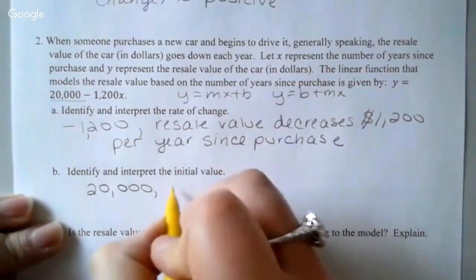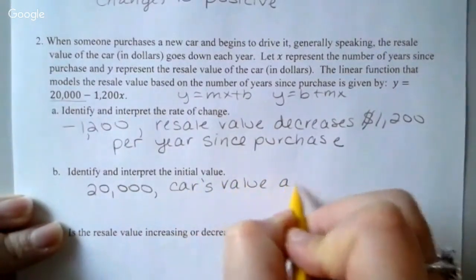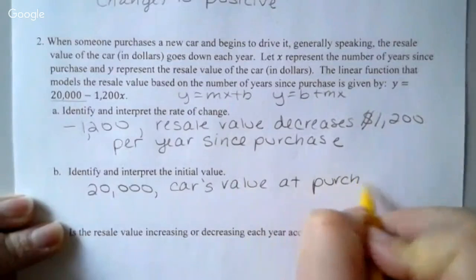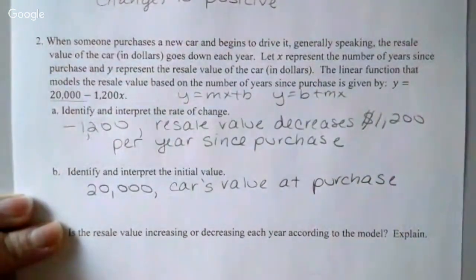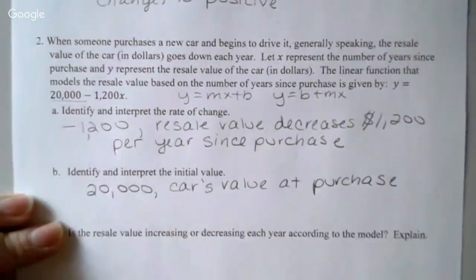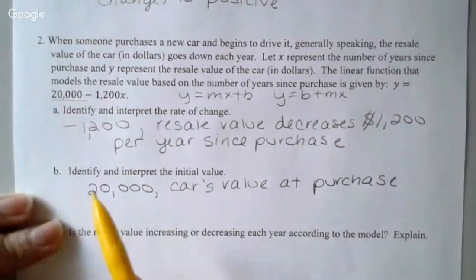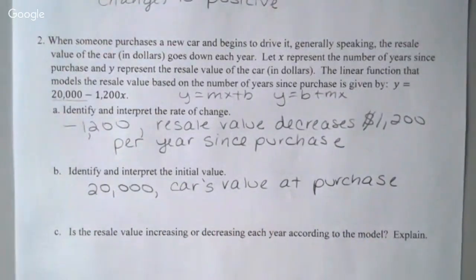Okay, and then this is the car's value at purchase. It starts to depreciate or go down once you buy it and leave the place. So if you show up at 0 and you buy it, or you go to look at it at a lot, it's worth what its price is. So it's the car's value at purchase.